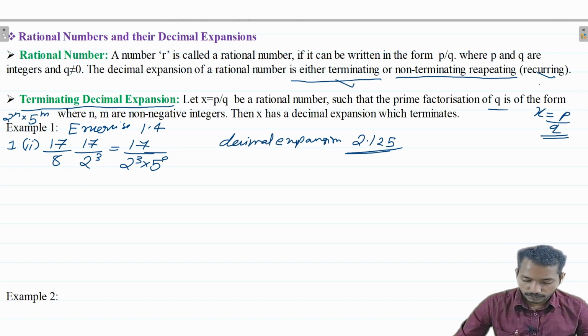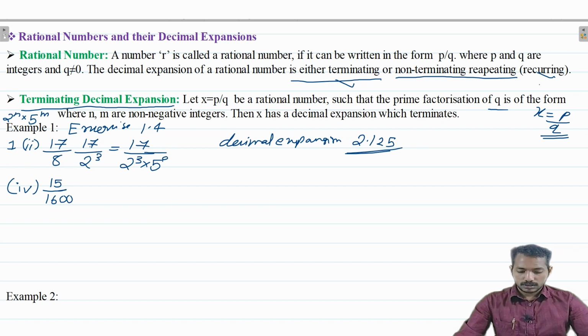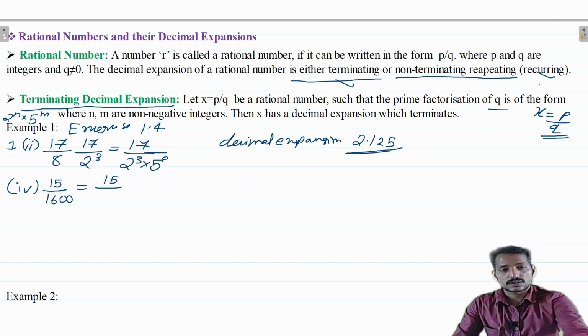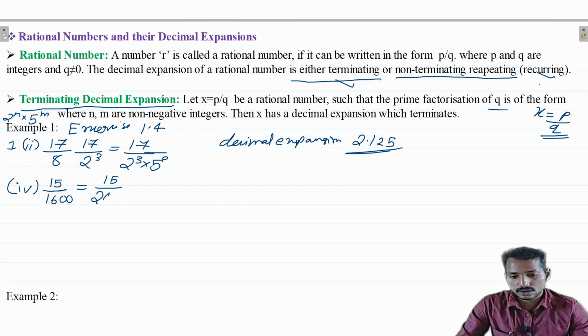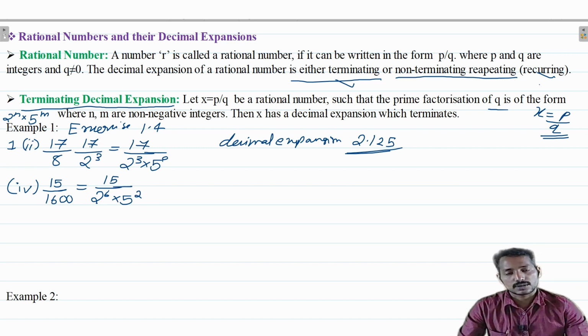One more example I am taking from the same question, option number 4: 15 divided by 1600. See here, what is the decimal expansion? Just find the prime factorization of the denominator 1600, and you will get it as 2 raised to 6 into 5 raised to 2. Clear? And because of that, its decimal expansion will terminate.